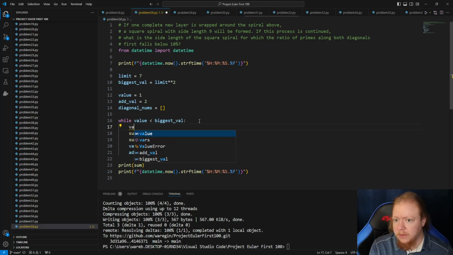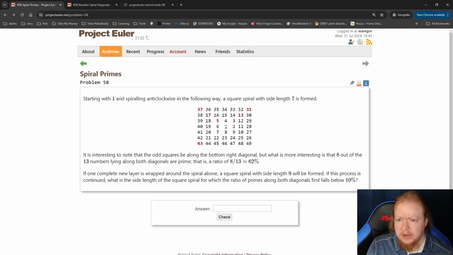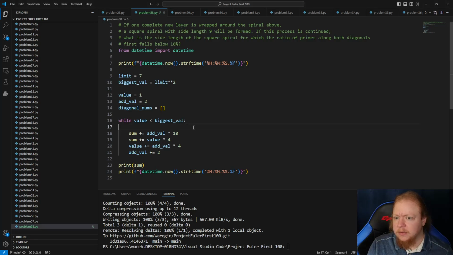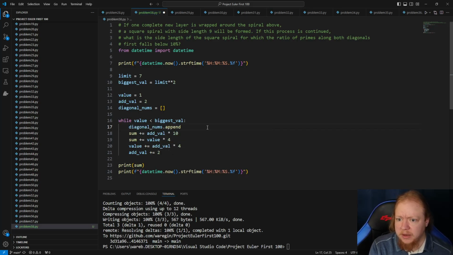We're going to do, so 1 is on the diagonal. So diagonal nums dot append value. And then actually, I'm going to go ahead and start this with the number 1.